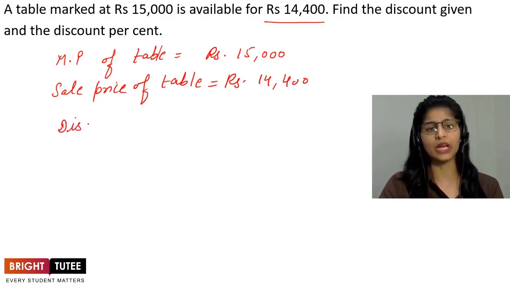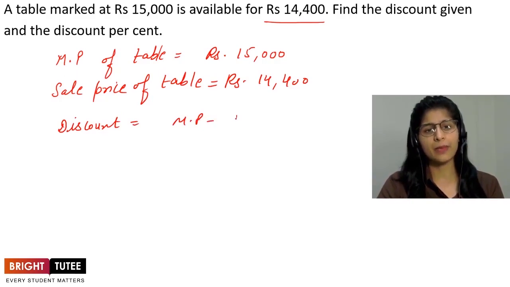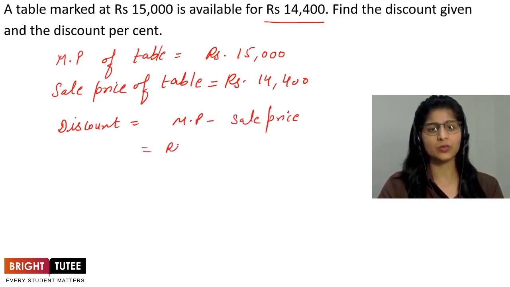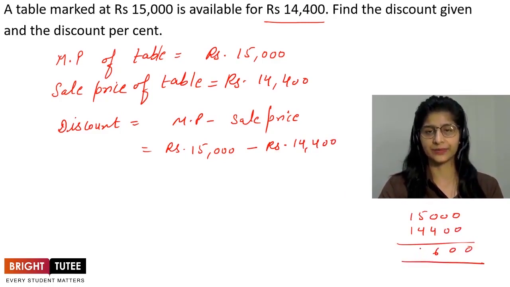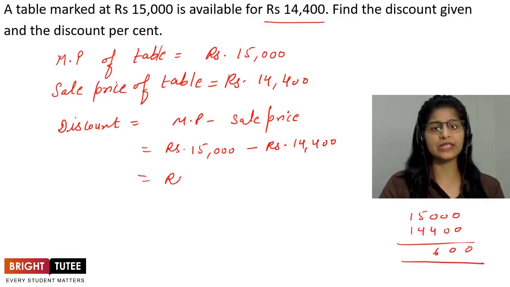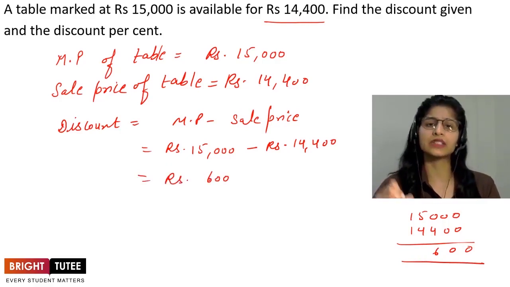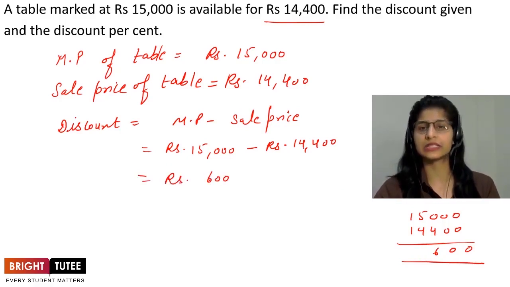Can we calculate the discount? Definitely, we know the formula of discount. Discount is marked price minus sale price. So marked price is rupees 15,000 minus the sale price is 14,400. So from 15,000 you have to subtract 14,400. What will you get? 600. Right? So rupees 600 is the discount that is given on this table.